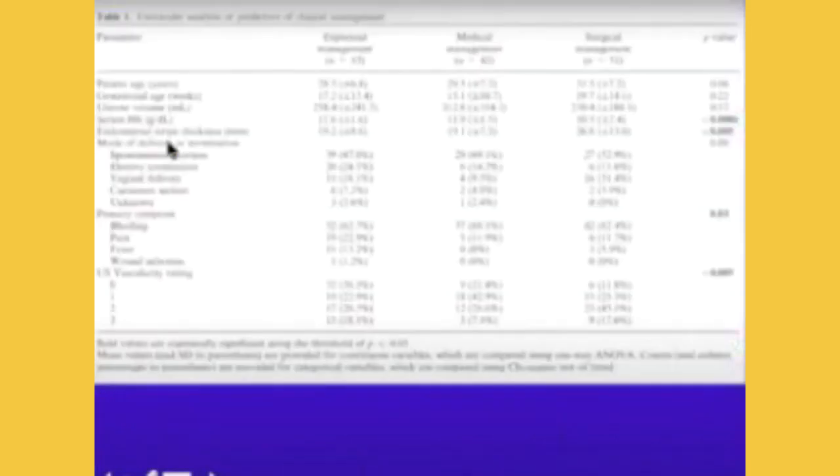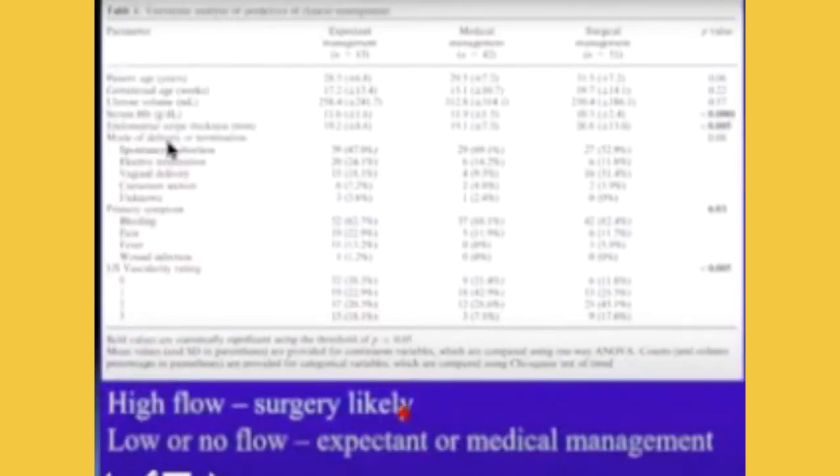So in this paper that was published in 2016 in Abdominal Imaging, again this paper took into account most of the workers of the world working on the management of RPOC, and what they have concluded in this latest paper is that if there is a high flow, then surgery is likely. And if there is a low flow or no flow, then expectant or medical management is useful in this case, and surgery can be avoided.